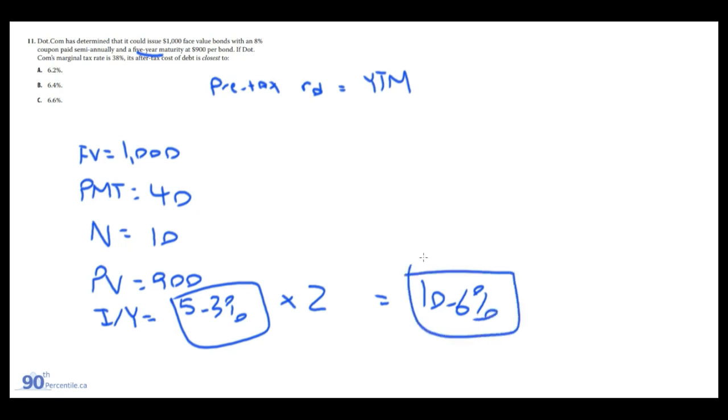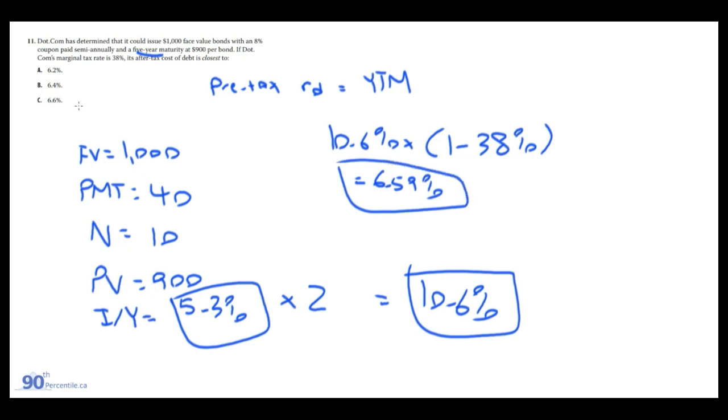So we can just do quick math and multiply this by 2, and we get an annual yield of around 10.6%. And now we've got to calculate the after-tax cost of this. So 10.6% times 1 minus the tax rate, which is 38%, and we get a value of 6.59%. So the after-tax cost of debt is 6.6%, which is C.